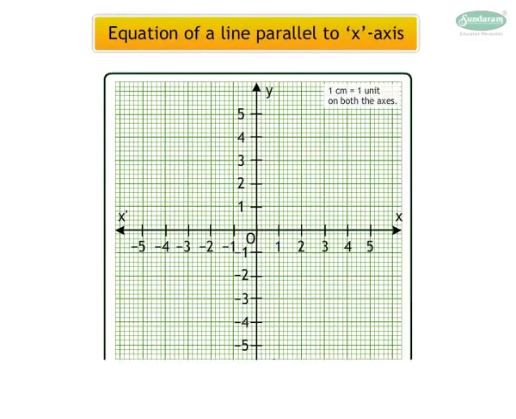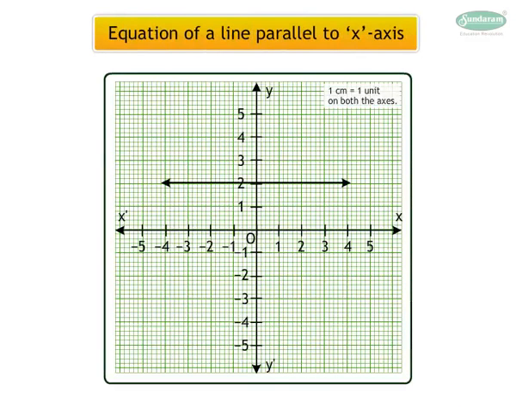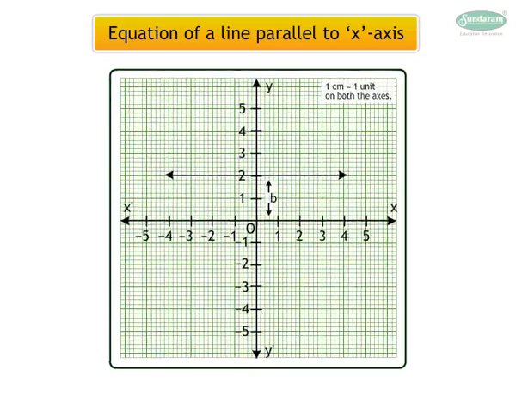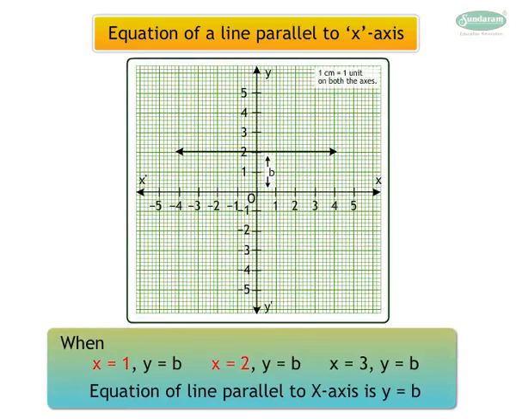Similarly, if we take a line parallel to x-axis which is at distance b units from the origin, we notice that for all values of x, we get the y coordinate as b. Hence, a line parallel to x-axis will have its equation as y is equal to b.